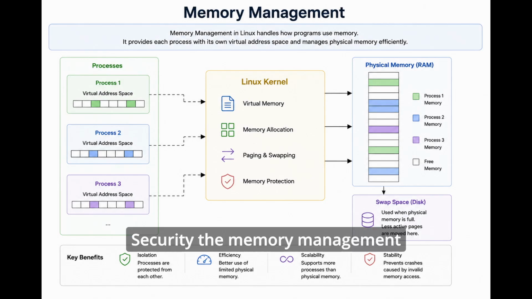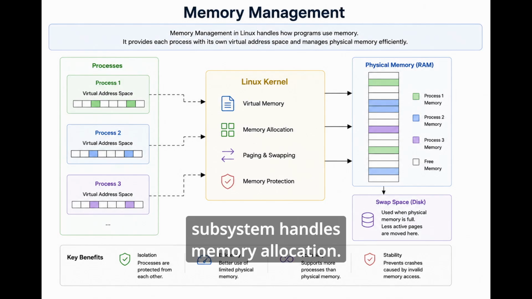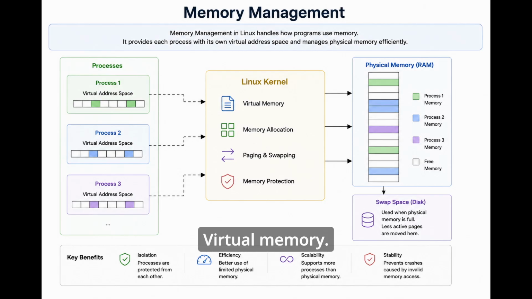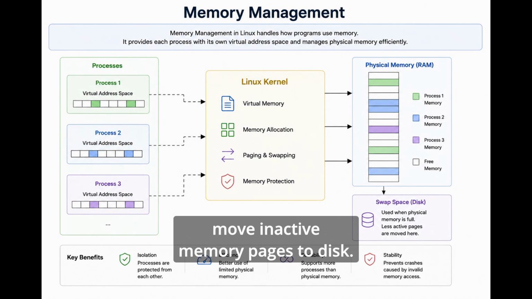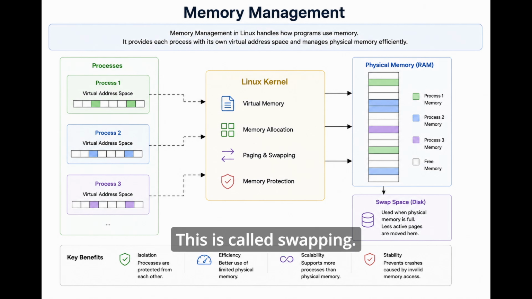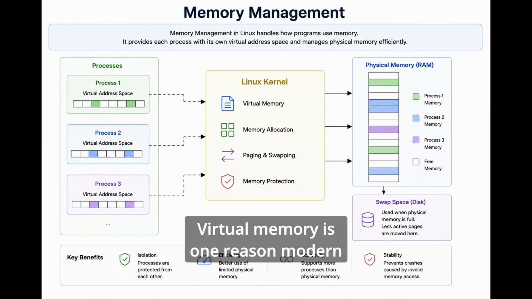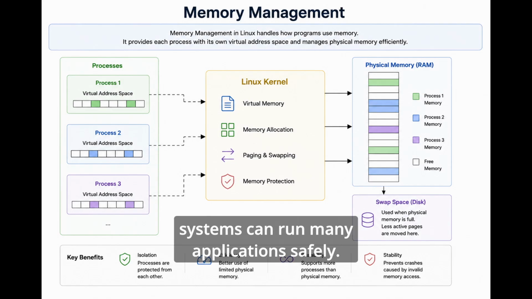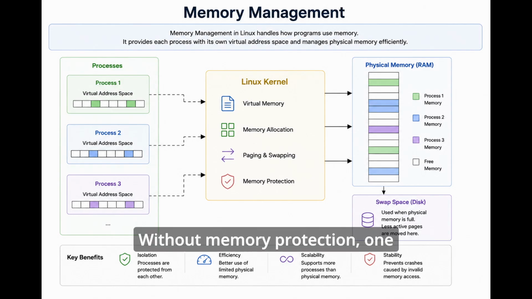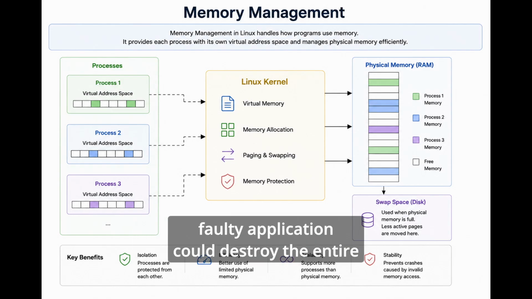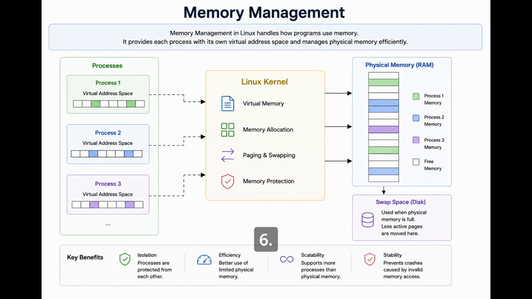This provides isolation, stability, security. The memory management subsystem handles memory allocation, virtual memory, paging, swapping, RAM protection. Linux can also move inactive memory pages to disk. This is called swapping. Virtual memory is one reason modern systems can run many applications safely. Without memory protection, one faulty application could destroy the entire operating system.